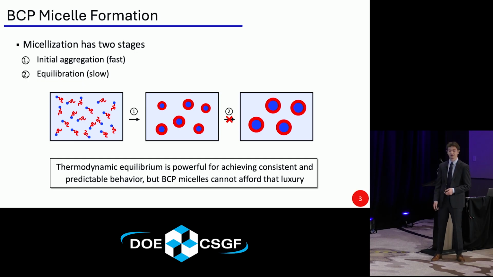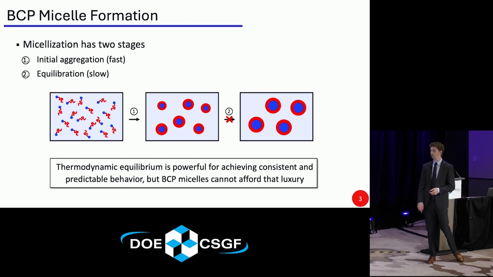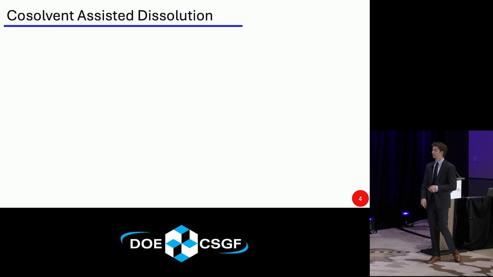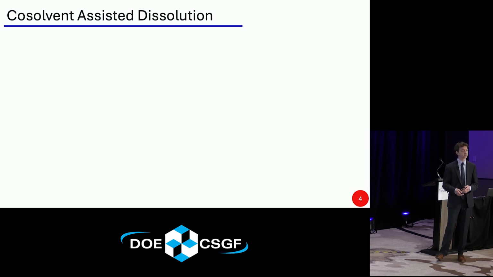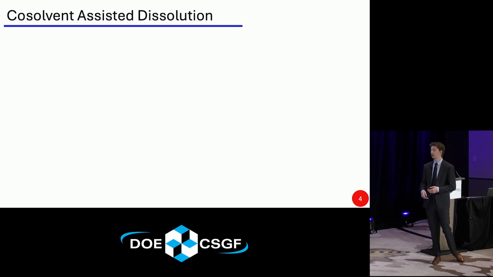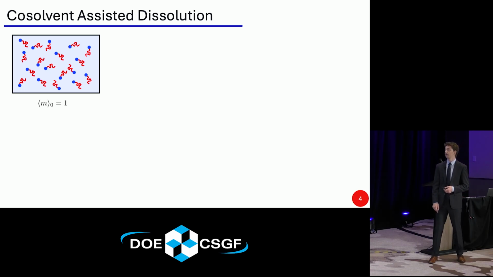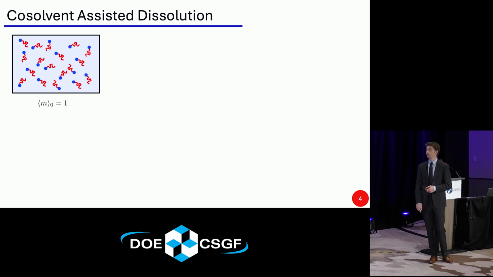So in general, we want to be able to leverage thermodynamic equilibrium states because they are predictable, and you don't have to put much energy or effort into your system generally to get something to progress towards its thermodynamic equilibrium. That just doesn't happen to be the case for block copolymer micelles. So I want to further explain that through the context of the actual method that people use to fabricate these micelles, called co-solvent-assisted dissolution. In this process, you start with a solution of polymers in a co-solvent.